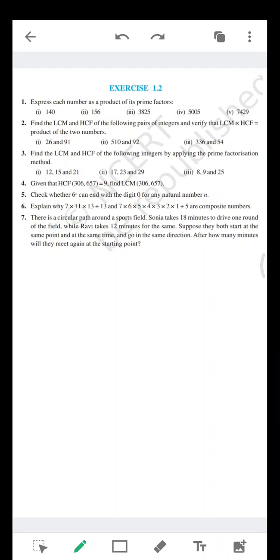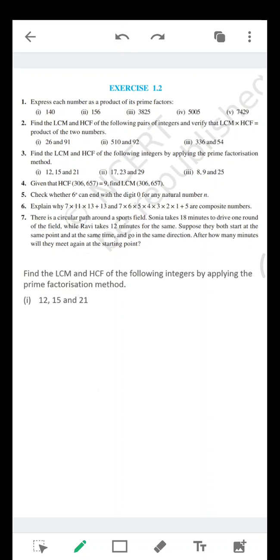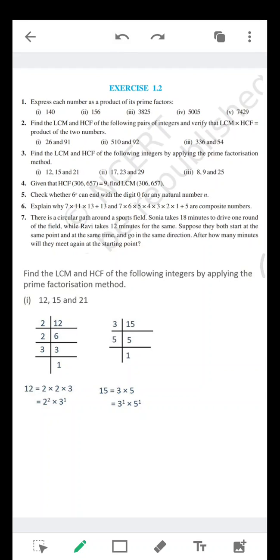For this, I'll take question number 1 again: 12, 15 and 21. First I'll find the factors of 12, that is 2 square into 3. I'll write it in powers. Then the factors of 15, 3 into 5, that is 3 power 1, 5 power 1. Why I'm writing in powers, you'll come to know very soon. Then 3 into 7, that is 3 power 1, 7 power 1.